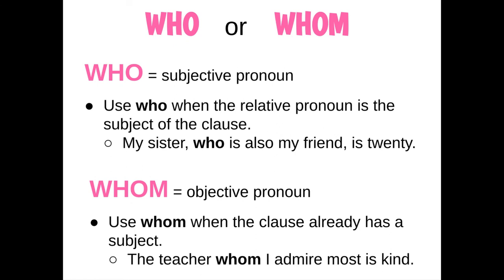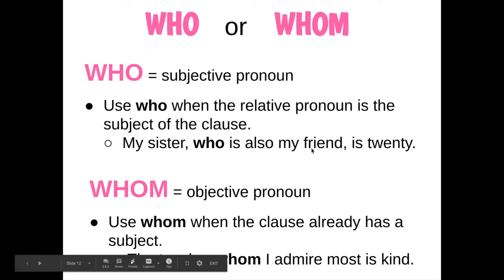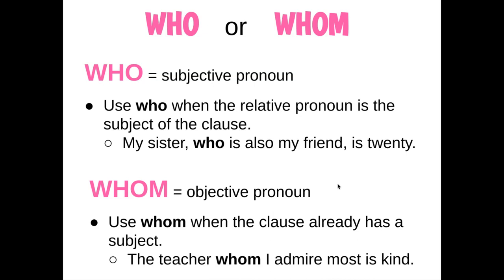So I'm hoping that makes a little more sense now, and I think it'll make more sense as you continue to practice, but you're going to use who when the relative pronoun is the subject of the clause. My sister, who is also my friend, is 20. This is the subject of the clause. And you're going to use whom when it's acting as an objective pronoun, or basically when there is already a subject in that clause, use whom. The teacher whom I admire most is kind. So now you can go out there and use who or whom correctly and sound smart, and you'll actually know what you're talking about, and we will be so proud.